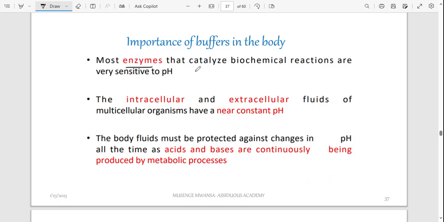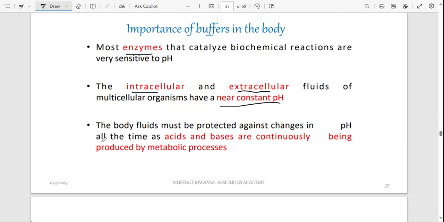What's the importance of buffers? Most of the enzymes work at an optimum pH, so you don't want the pH to be changing very much. So that's why you need to make sure that the pH is maintained constant. Both the inside of the cell and the outside of the cell, the fluids there have got a lot of organisms and they require a constant pH. Therefore, buffers are there to help in maintaining that constant pH.